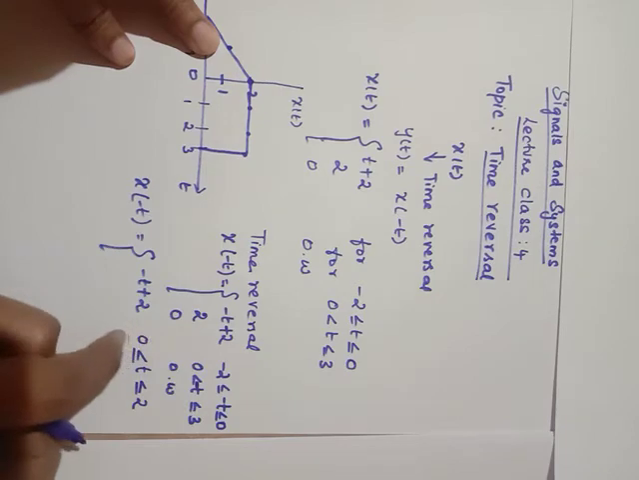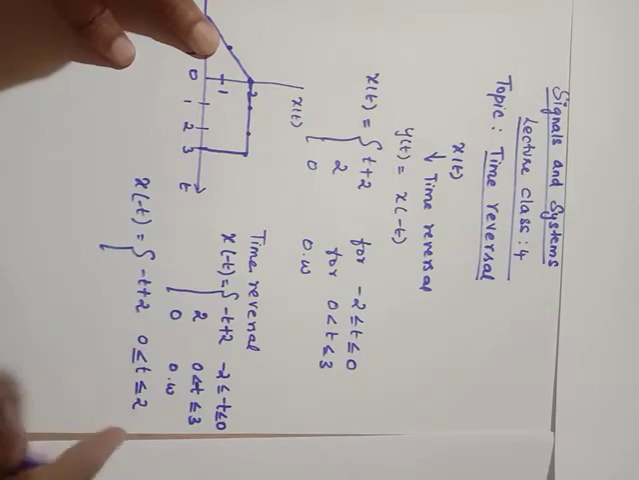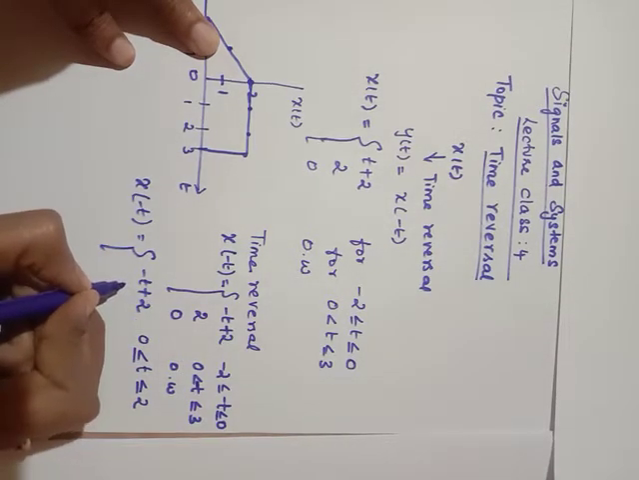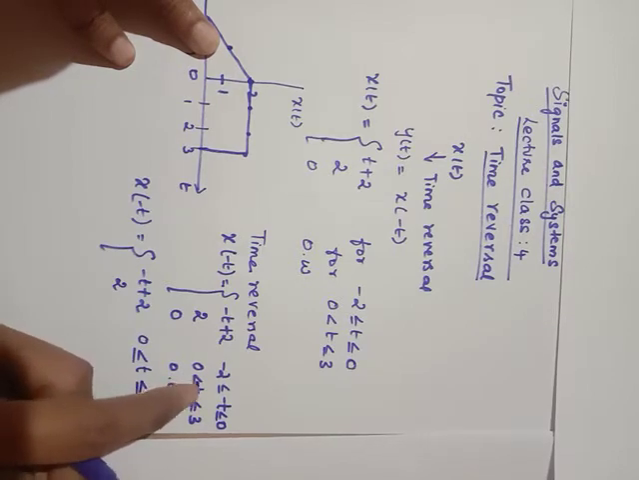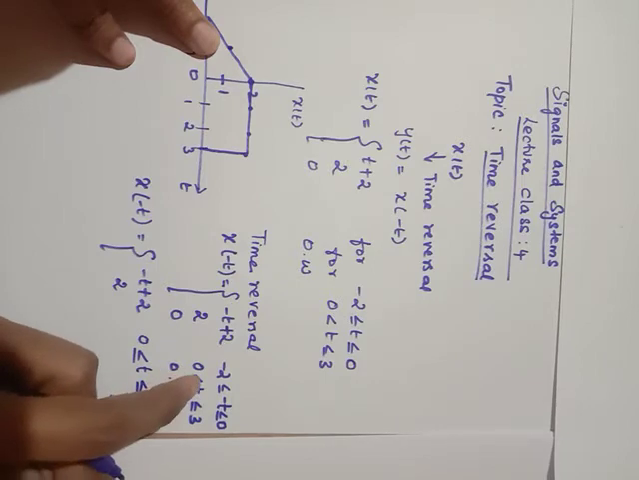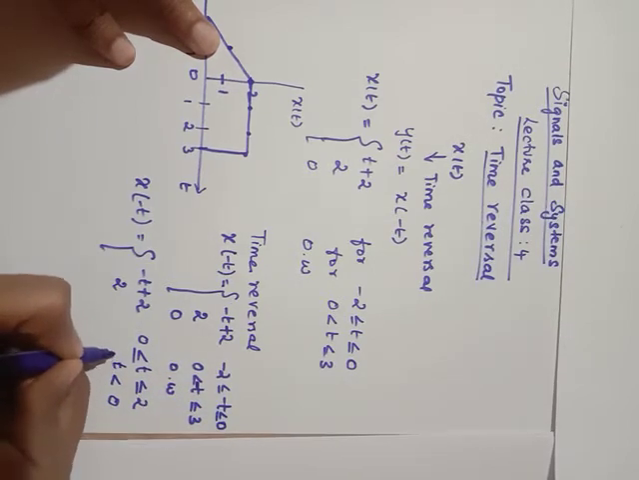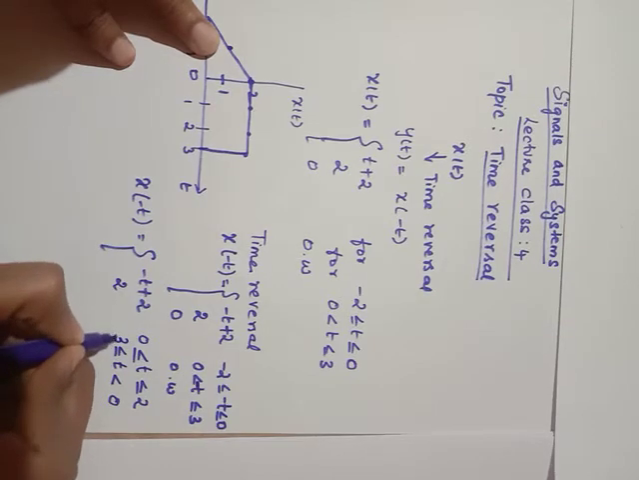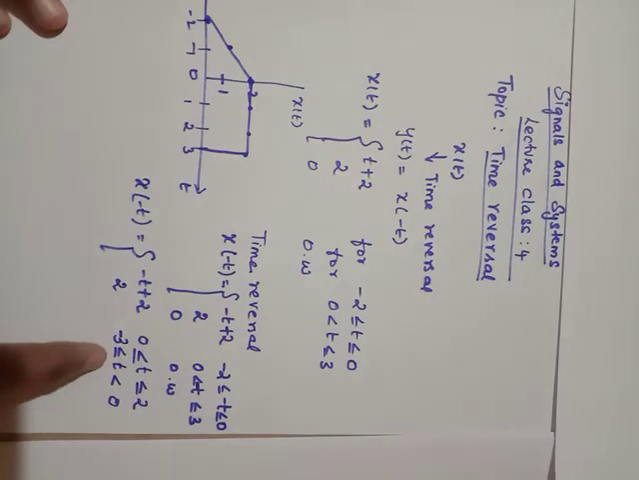There is no meaning in writing 2 less than or equal to t less than or equal to 0, because it is a positive number. So I have changed the range. Next it is 2. So for 2 here it is minus t, so here it is 0. And when you put minus here it will become minus 3. So minus 3 less than or equal to t less than 0.